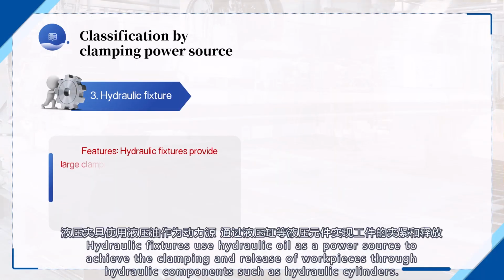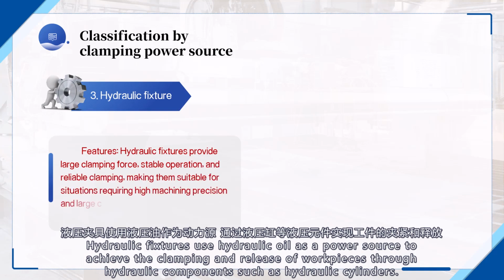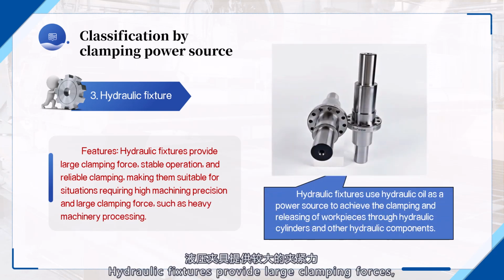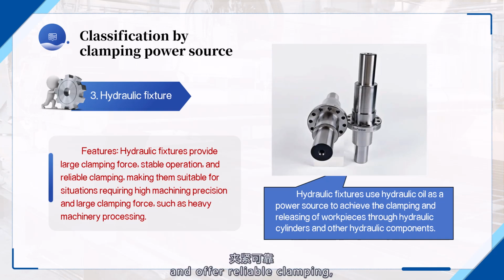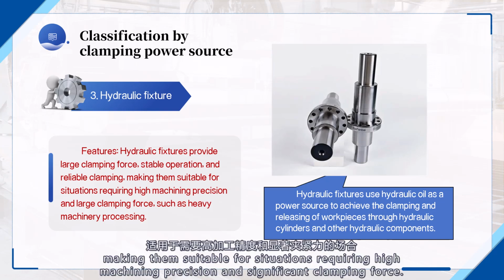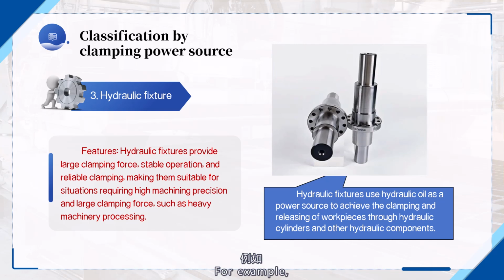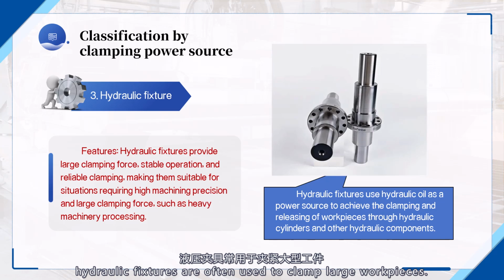Hydraulic fixtures. Hydraulic fixtures use hydraulic oil as a power source to achieve the clamping and release of workpieces through hydraulic components, such as hydraulic cylinders. Hydraulic fixtures provide large clamping forces, operate smoothly, and offer reliable clamping, making them suitable for situations requiring high machining precision and significant clamping force. For example, in heavy machinery processing, hydraulic fixtures are often used to clamp large workpieces.